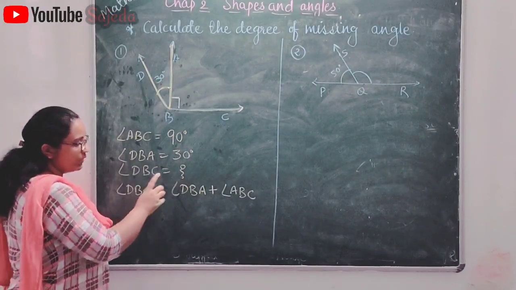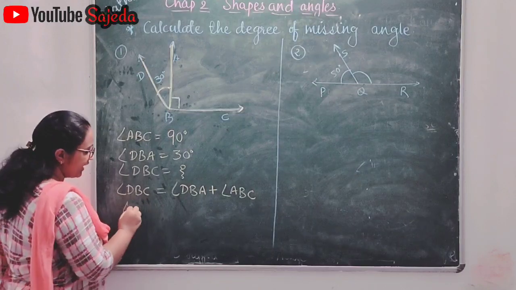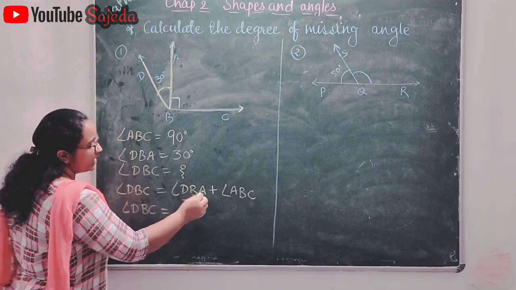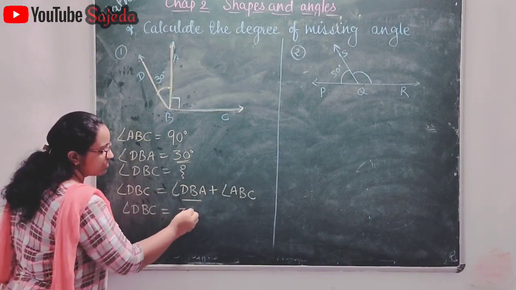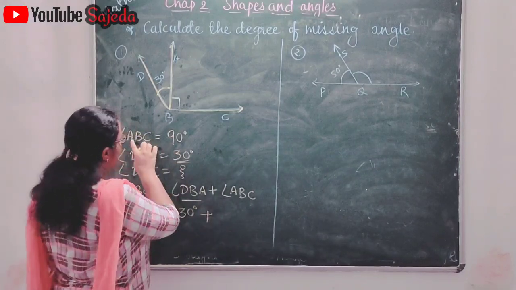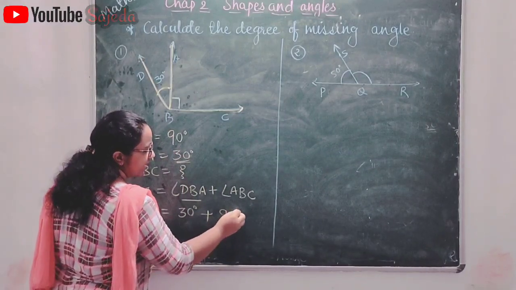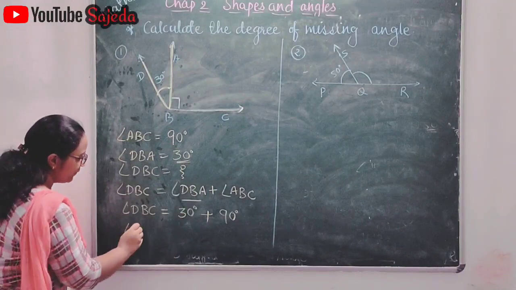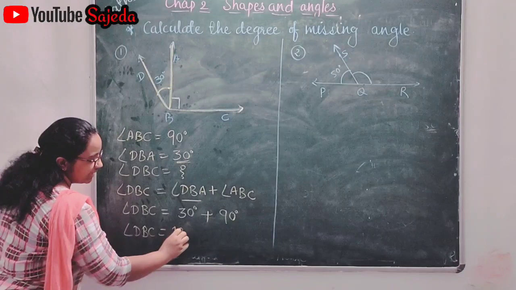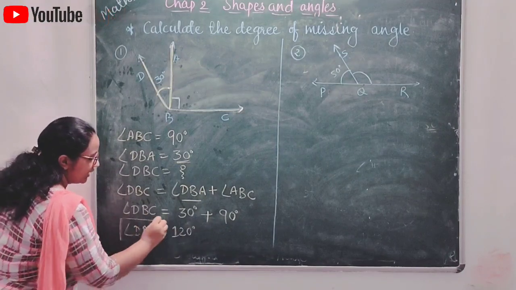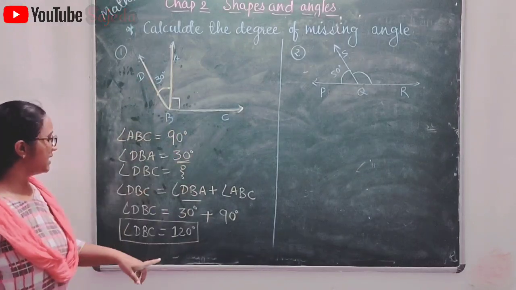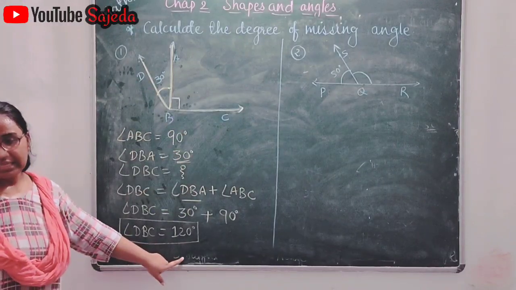Now we have to find out angle DBC. So we will write it as it is. DBC is equal to DBA, which is given as 30 degrees. So in place of DBA, I will write 30 degrees plus angle ABC, which is 90 degrees. This is very simple. Now add these two: 30 degrees plus 90 degrees is 120 degrees. So the degree of this biggest angle DBC is equal to 120 degrees.